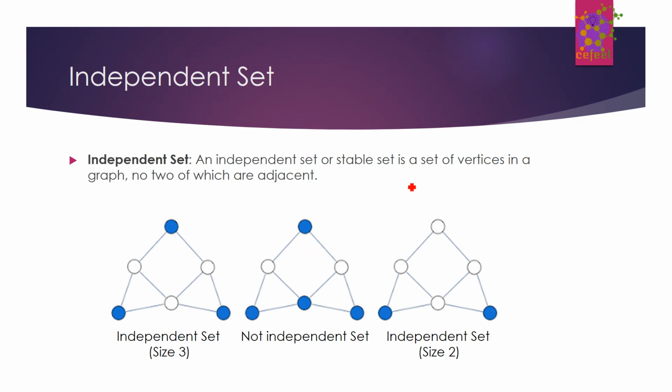Now here even stable sets can be of different sizes. Here we have an example of an independent set of size 3, highlighted in blue. If you notice, there are no edges between them. The next one is not an independent set, because in the highlighted set there is an edge between these two, so hence this is not an independent set. Whereas the next one is an independent set of size 2, where 2 vertices are highlighted.